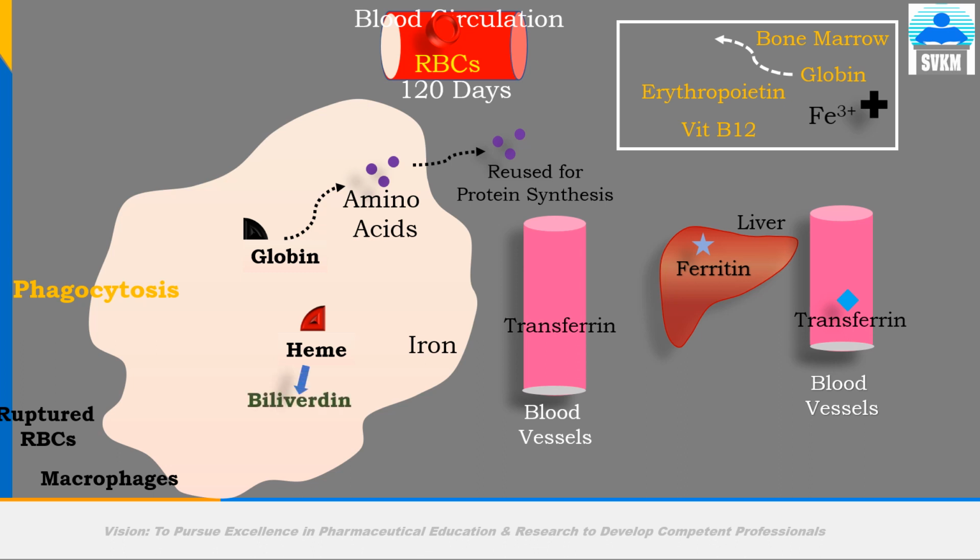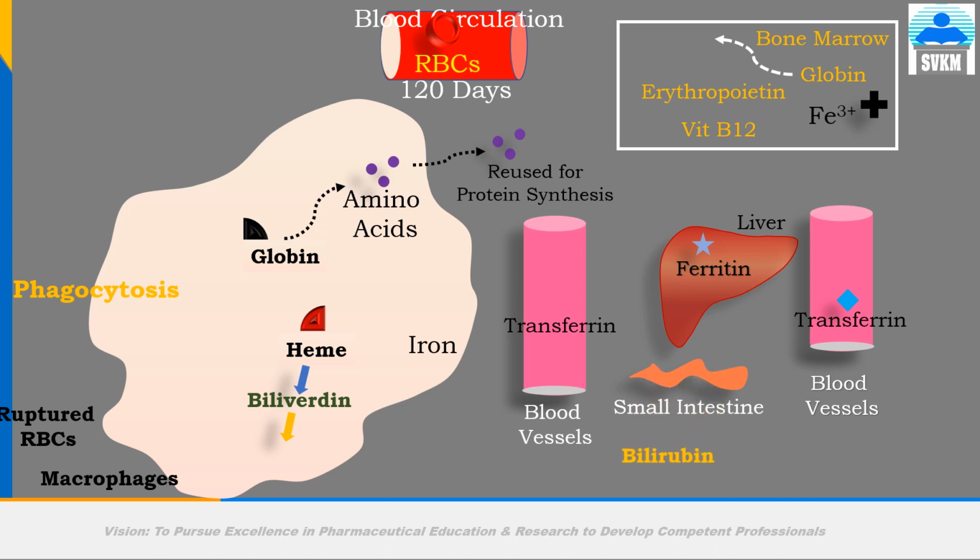When iron is removed from the heme, the non-iron portion of the heme is converted into biliverdin, a green pigment, and then this biliverdin is converted into bilirubin, which is considered a yellow-orange pigment. After this, bilirubin enters the blood and is transported to the liver. Within the liver, bilirubin is released by the cells into the bile, which passes into the small intestine, then into the large intestine.